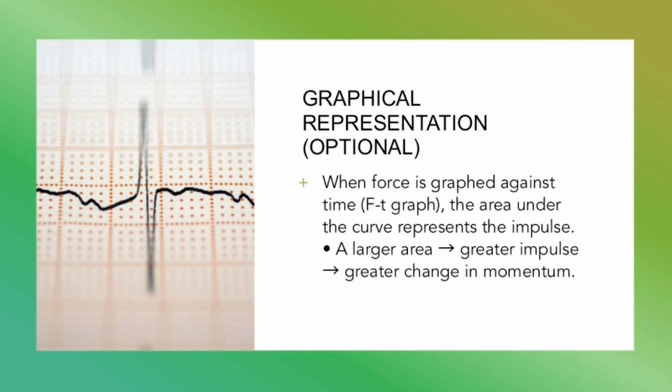Sometimes we represent impulse with a force-time graph. The area under the curve in a force versus time plot represents the total impulse. A higher area under the curve means a bigger impulse, hence a larger change in the object's momentum.